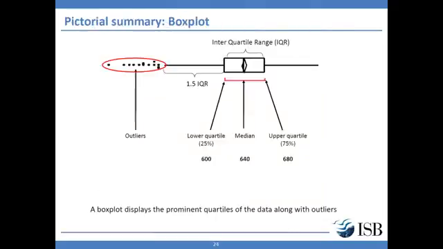This is a box and whisker plot. It captures the spread of the data with respect to 4 quartiles. So the box in the middle contains 50% of the observations. The lower and the upper quartile are those observations beyond which 25% of the observations lie. The range between these two observations is called the interquartile range or IQR.